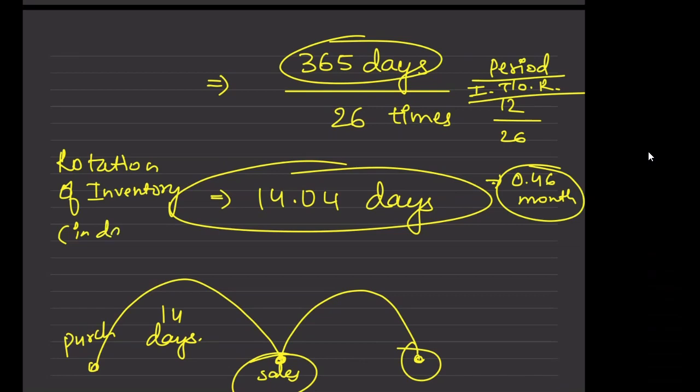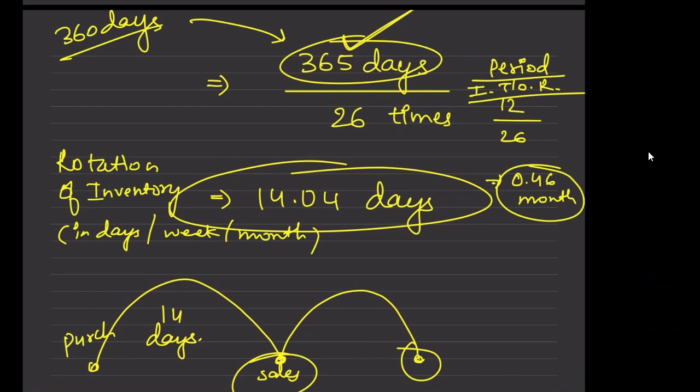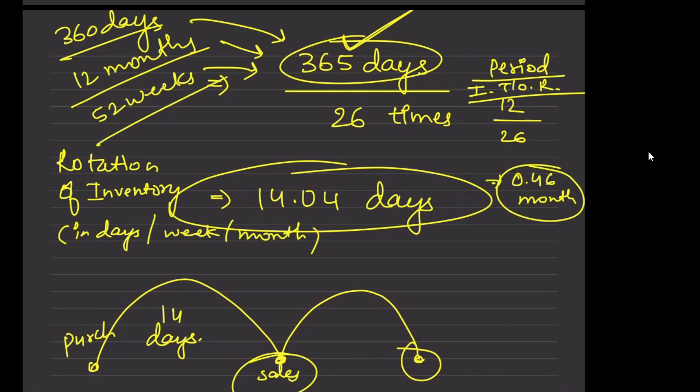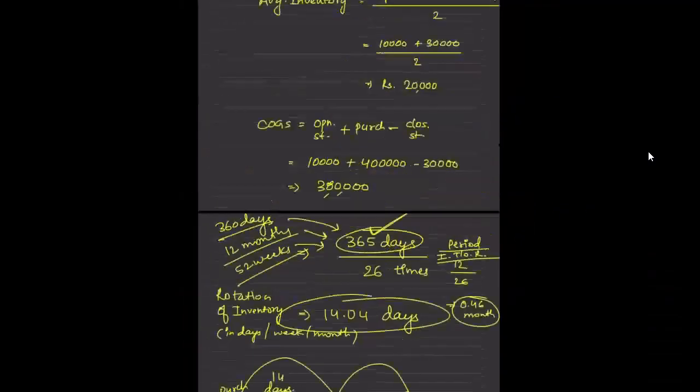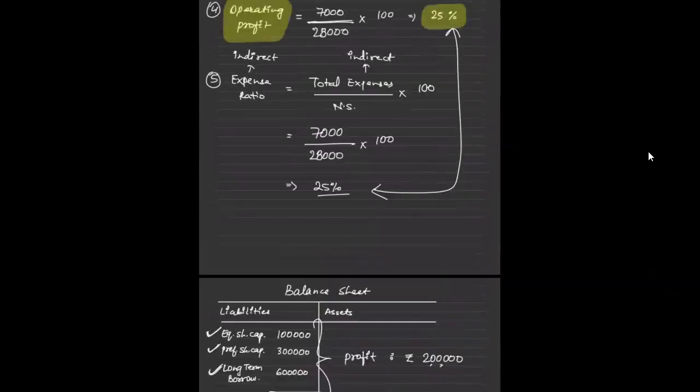That may be in days, in weeks, in months. But always remember, if nothing is given, you can take 365 days. But if the question says assume 360 days in a year, you need to take 360 in place of 365. If the question says assume 12 months in a year, take 12 over here. If the question says take 52 weeks, take 52 weeks. That depends on the data they have given. Okay, so that was all about your inventory turnover ratio.